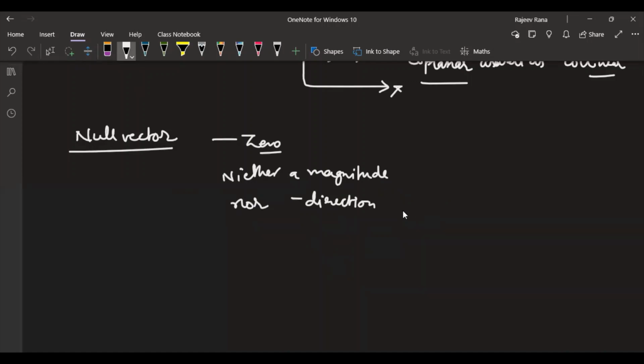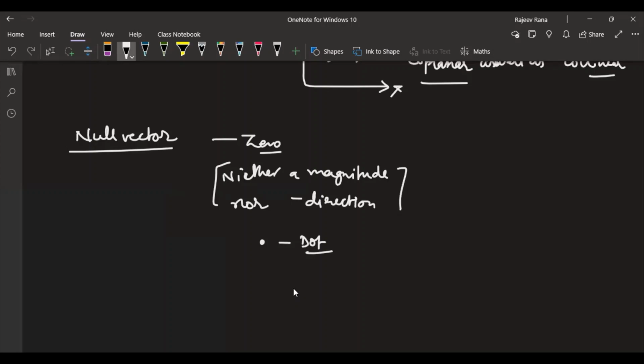So can we have such a thing which doesn't have a magnitude as well as direction? Then it is like something which doesn't exist, right? Then how can we have it? A dot. A dot has neither magnitude nor direction. Yes, a dot is a null vector. Got it?